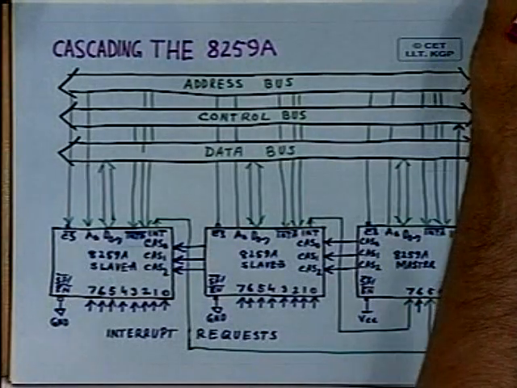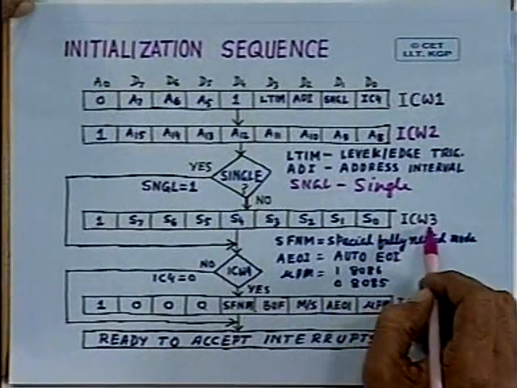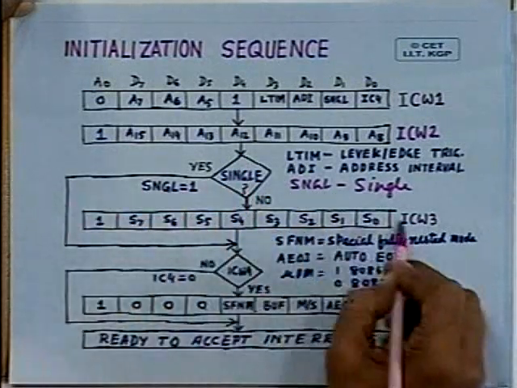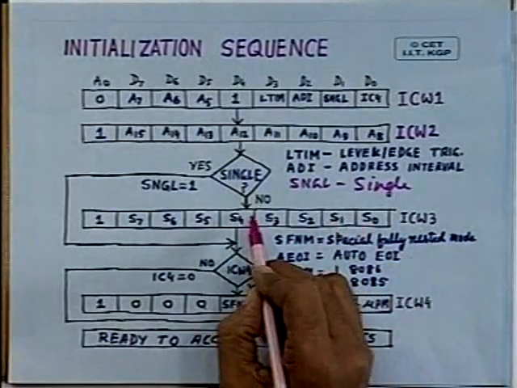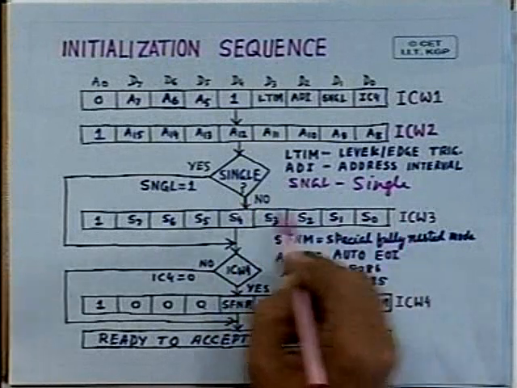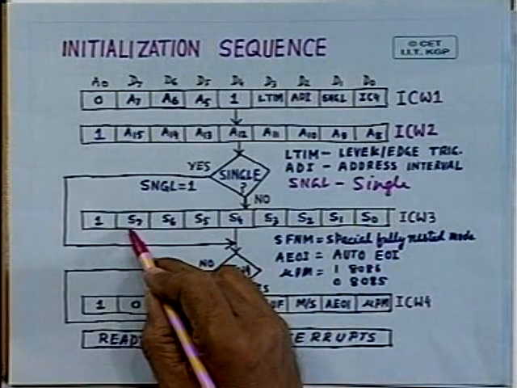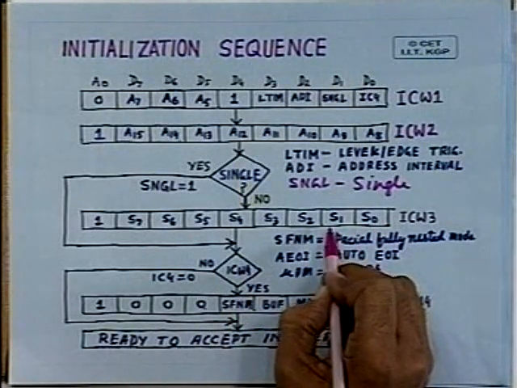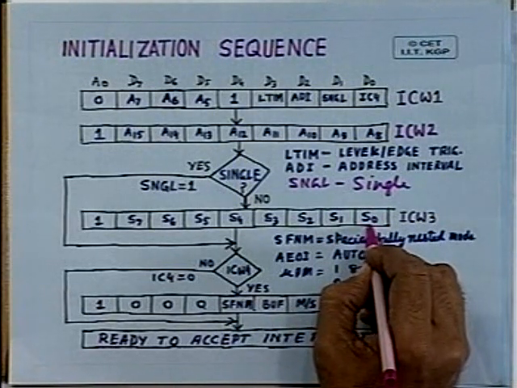And let me now explain the operation of this initialization command word, which was shown here, ICW3. You can see here, whenever you are using a single device, then this particular initialization command word is skipped, no need for programming. On the other hand, whenever you have got multiple devices, multiple interrupt controllers, then you have to program it. So here S0 to S7 designates whether a slave is connected to 0 input, 1 input or not. If a slave is connected, this bit has to be set to 1. If it is not connected, this bit has to be set to 0.